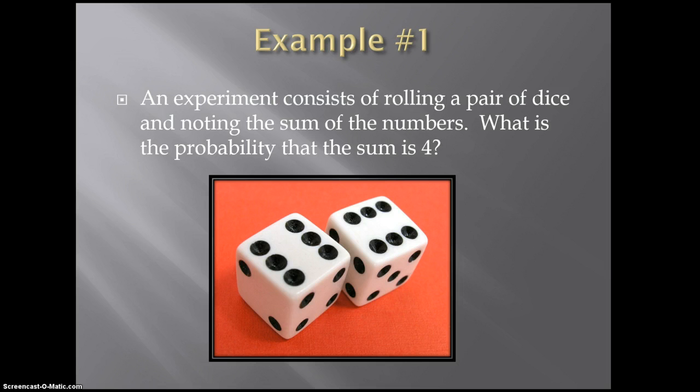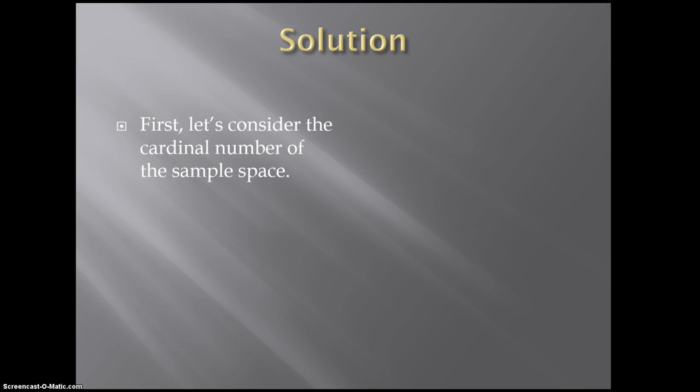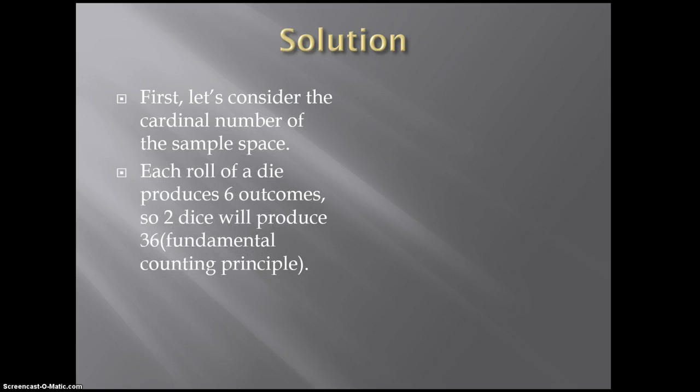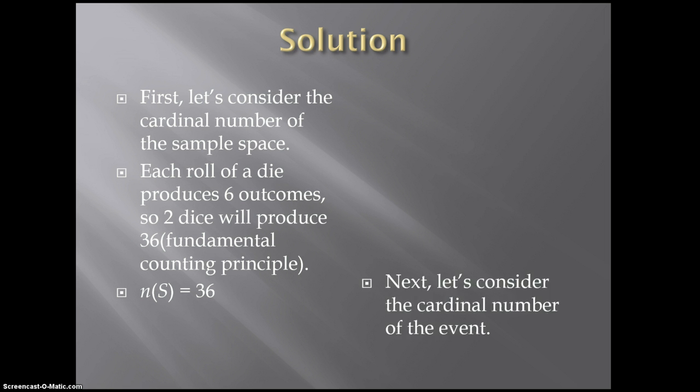So consider the following example. An experiment consists of rolling a pair of dice and noting the sum of the numbers. What is the probability that the sum is 4? First, let's consider the cardinal number of the sample space. In other words, how many total outcomes are there for this particular experiment? Well, each roll of a die produces 6 outcomes, so 2 dice will produce 36 outcomes. So the cardinal number of S is 36.